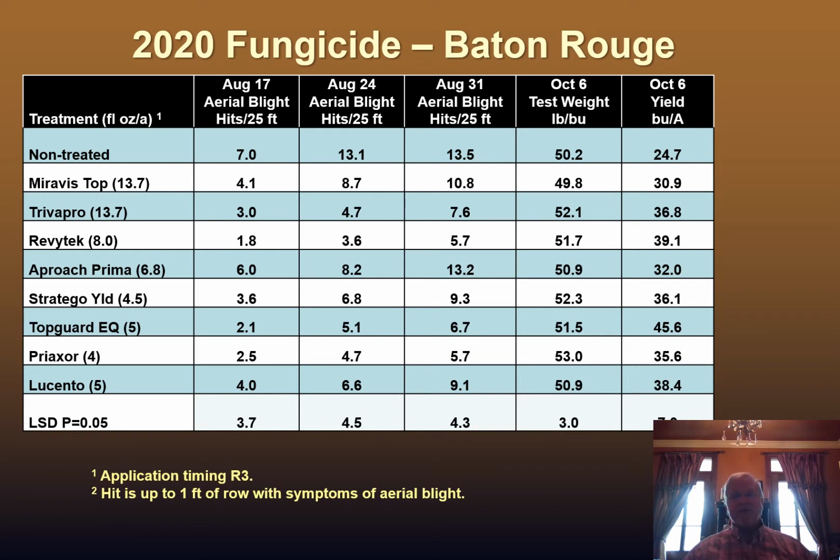A possible explanation is that these isolates of Rhizoctonia, which causes the aerial blight, could be resistant to some of these fungicides. We don't know that. I'm just speculating, but it could be different populations. When you're looking at the yield, however, with the exception of Miravis Top, we did see an improvement in yield over the non-treated.